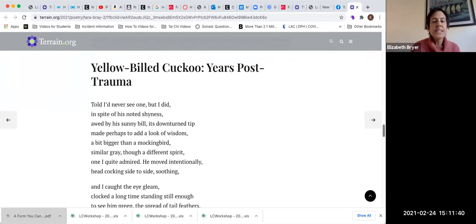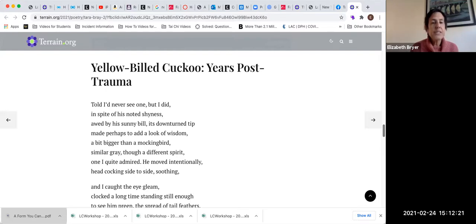So, told I'd never see one, but I did, in spite of his noted shyness, awed by his sunny bill. I think what's happening here in the beginning is this speaker thought she would never see this bird, and then she did. And the bird is shy, which I guess is one reason she never expected to see one, or people told her not to expect to see one. So it's kind of like a miraculous thing, maybe, that she sees this bird. And she's awed by his sunny bill. He has a bright bill, I guess.